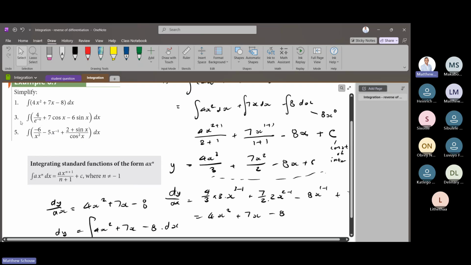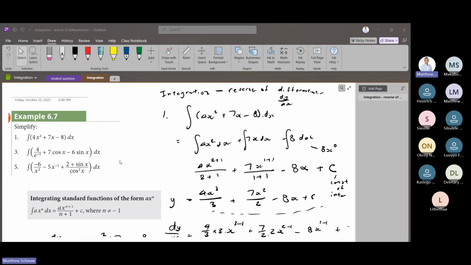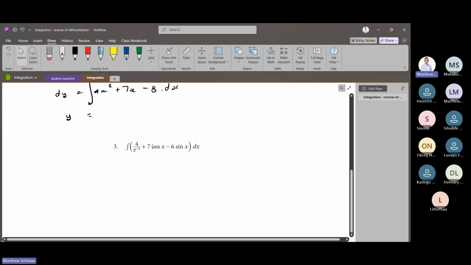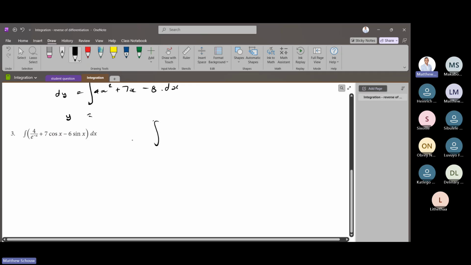So I'm going to try number 3 again, and then I want you guys to do number 5. So let me just take out number 3 here. Okay, cool. So obviously, I'm assuming you have some experience over here. So again, we've got 3 different terms. I'll just start integration immediately. So you're going to split them up. You're going to have 4 e to the x dx plus 7 cos x minus 6 sine x.